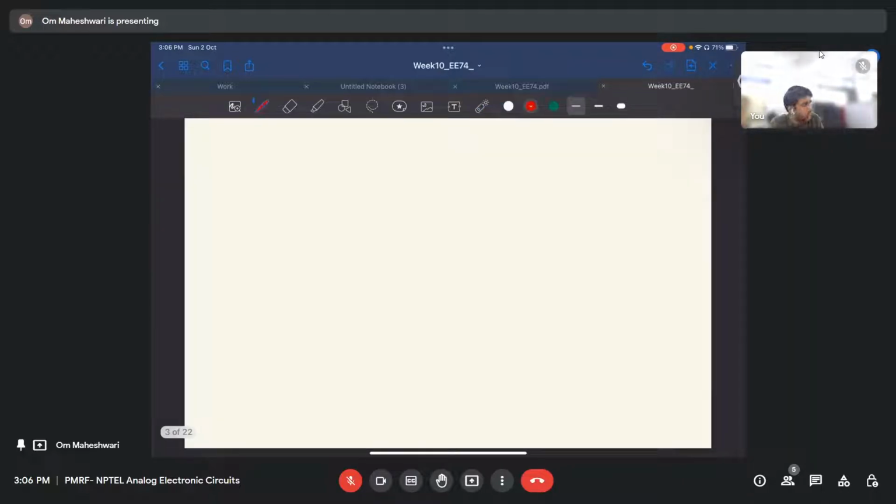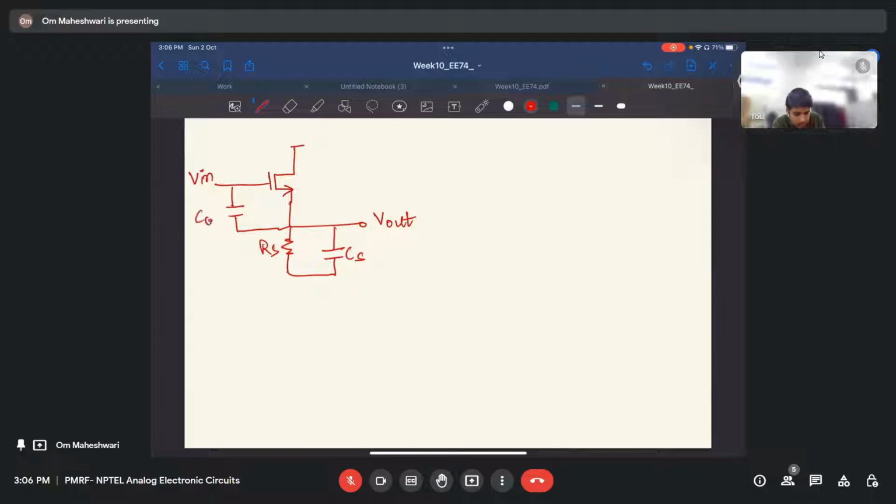Okay, so let us do this. I'm just drawing the circuit again. We have the source resistance RS and we have the out. If you see, it is connected in common drain mode, right? There is no input at the drain. We are taking output from the source and input is given at the gate. So it is common drain mode. And please stop me wherever you feel that you do not understand something.